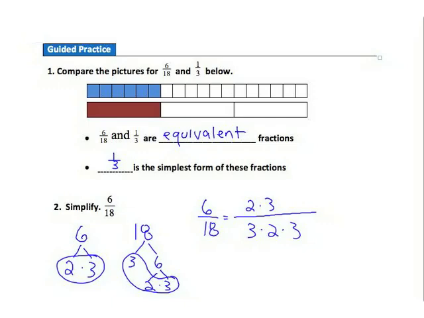Now I'm looking for common factors. They both have a common factor of 2. They also have a common factor of 3. So remember, when those factors divide out, we're left with little ones everywhere that we divided these numbers out. So in the numerator of my fraction, I'm left with a 1, and in the denominator, I'm left with a 3. So when I simplify 6/18, I get the simplest form of that fraction, which is 1/3.